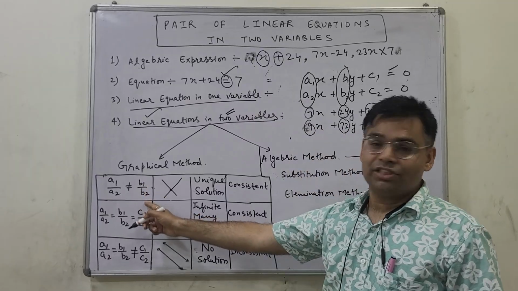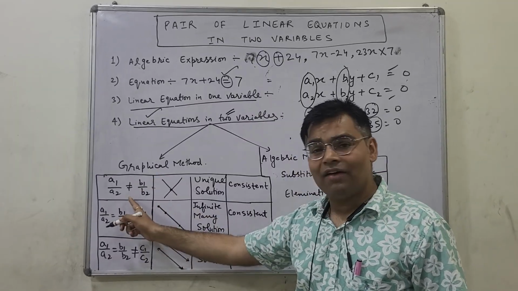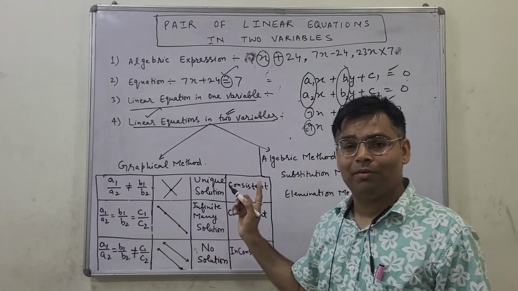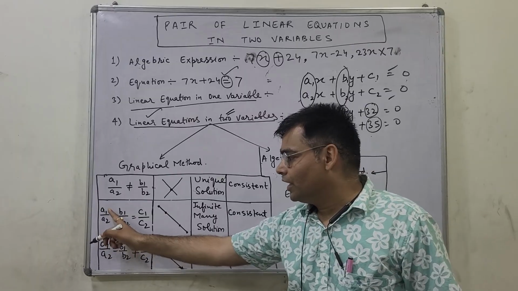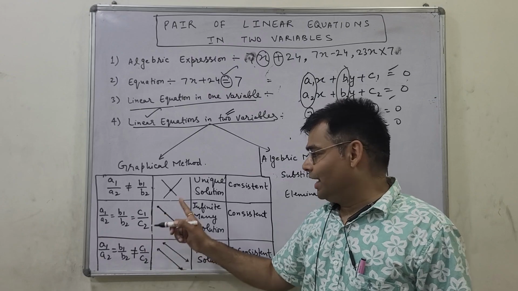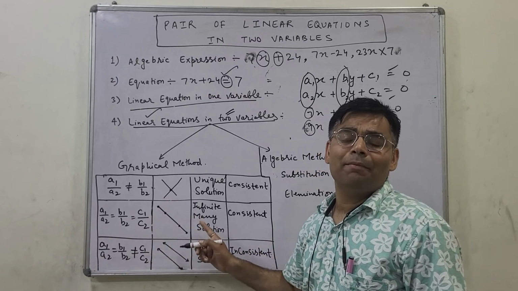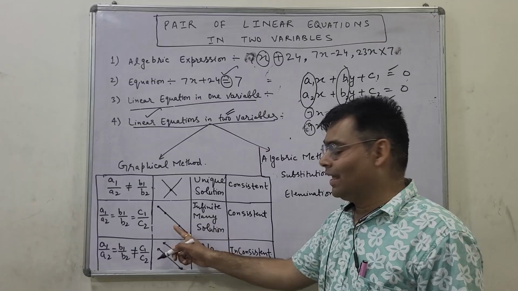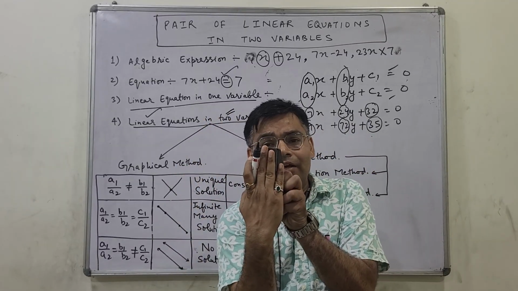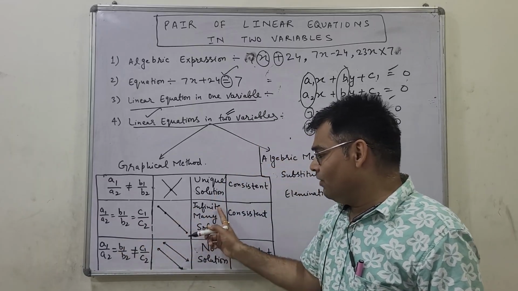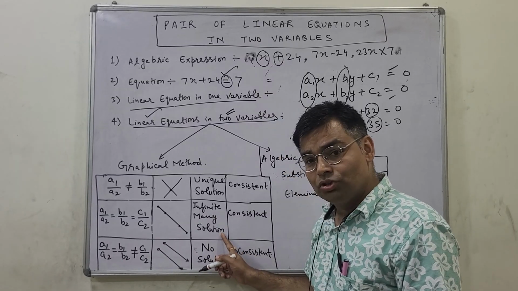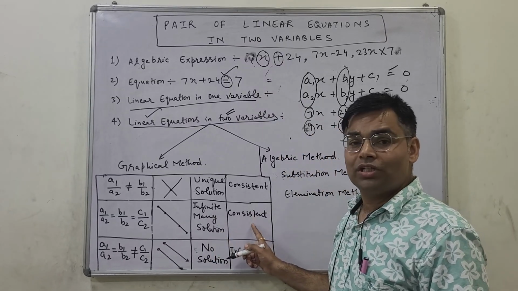So move to the next condition in the graphical method. In the first situation, A1 by A2 is not equal to B1 by B2. Now move to the second situation: A1 by A2 is equal to B1 by B2 and equal to C1 by C2. In that condition, overlapping lines or consistent lines are made. One line is overlapped with the other line, so this is called infinitely many solutions. In that case, we will find infinitely many solutions and the situation will be consistent.